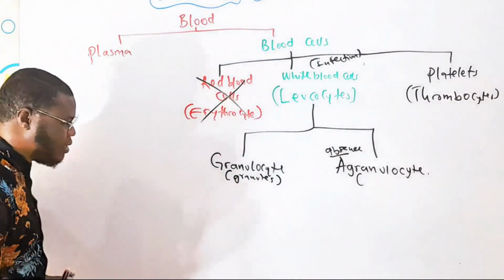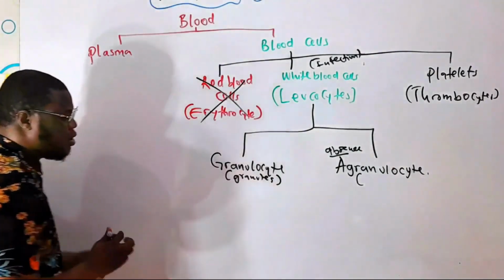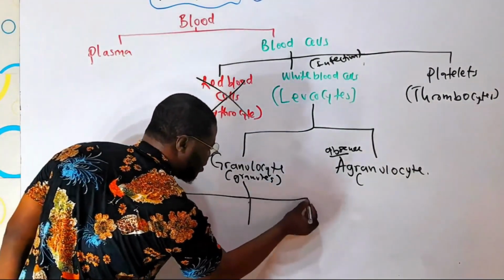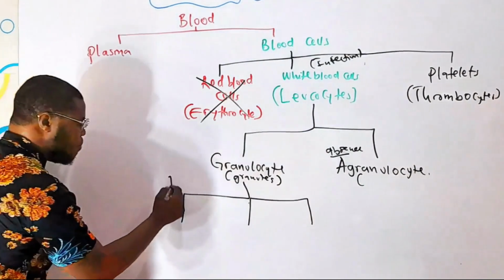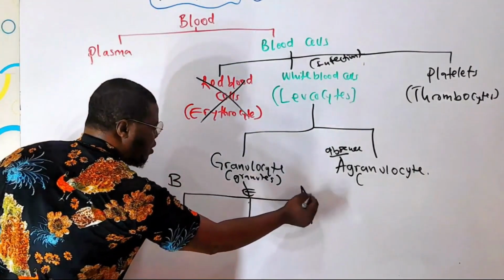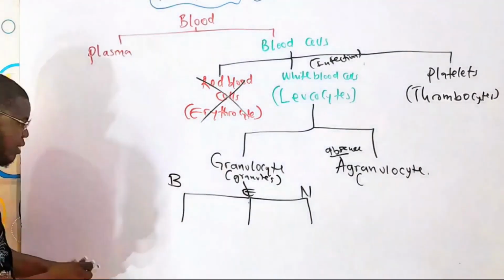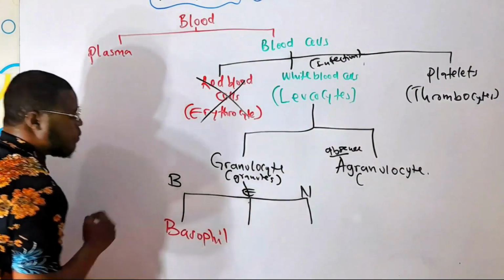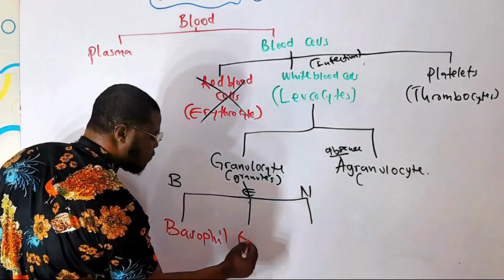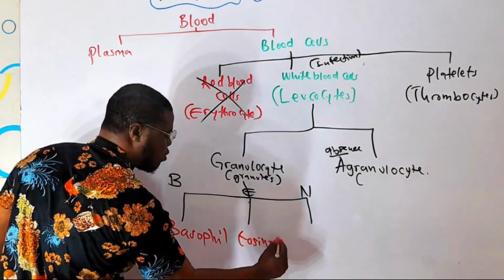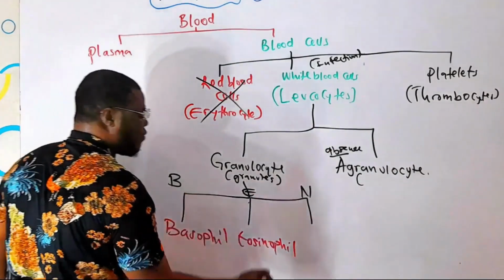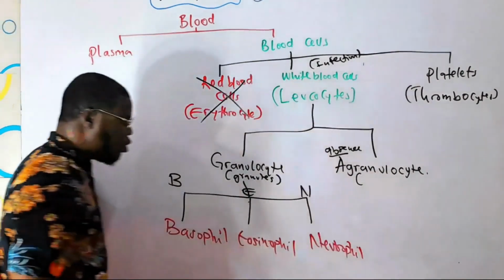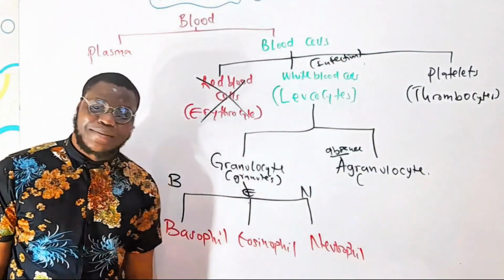Now, the granulocytes in the human body are divided into three groups, and the acronym is BEN. B, E, and N. The B is basophil. The E is eosinophil. And the N is neutrophil. All these are white blood cells, but they are granulocytes.